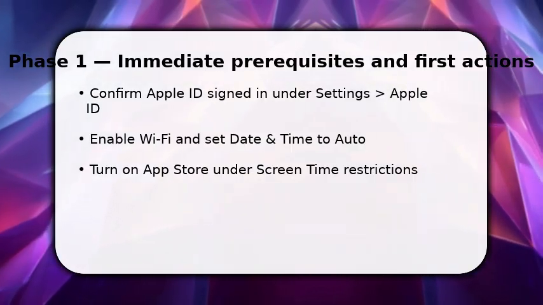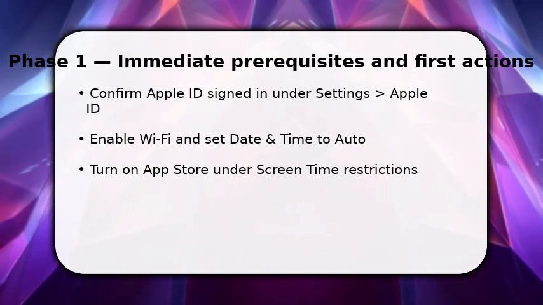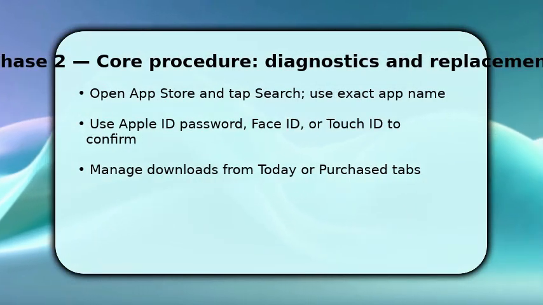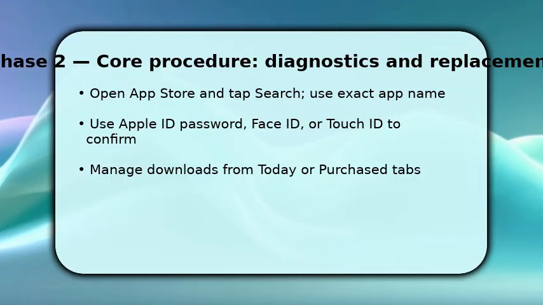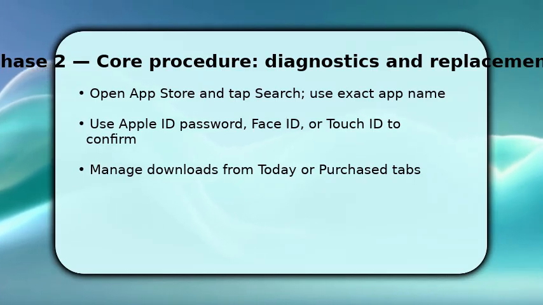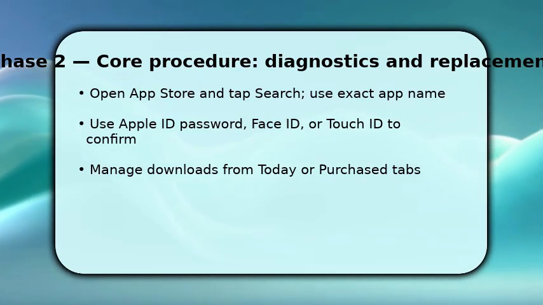apps. Open the App Store and tap Search. Type the exact app name to narrow results and avoid clones. When you find the app, tap Get or the price, then authenticate with Face ID, Touch ID, or your Apple ID password. This confirms the purchase or free download.